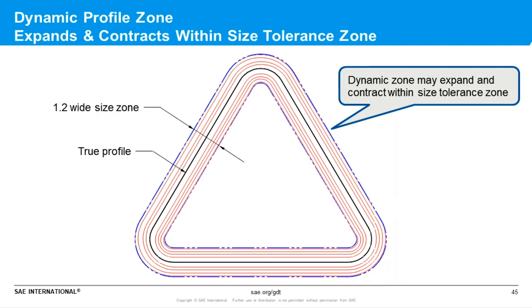As we click the buttons here, we see that that tolerance zone is expanding until it reaches the outer boundary of the size tolerance zone, and then it can contract until it reaches the inner boundary of that size tolerance zone, as we see there. In other words, it's not fixed in size. It's not fixed relative to that true profile, because it's only controlling form. So again, we can take another look at that and see how it's allowed to expand within that zone.